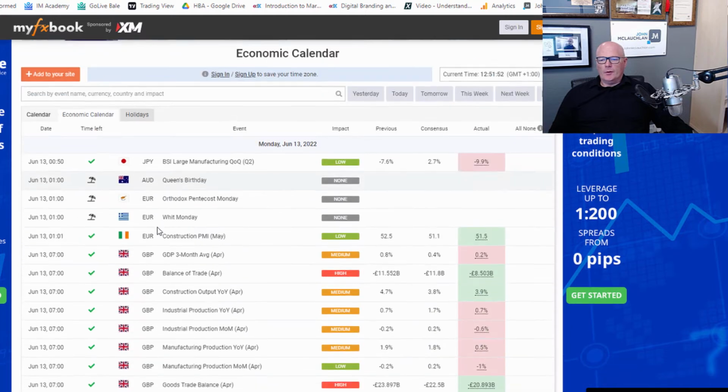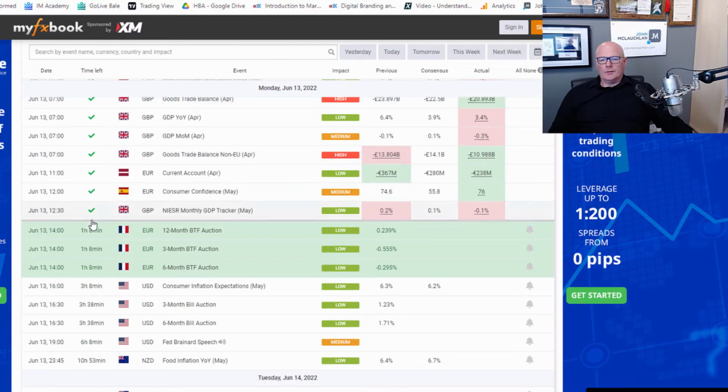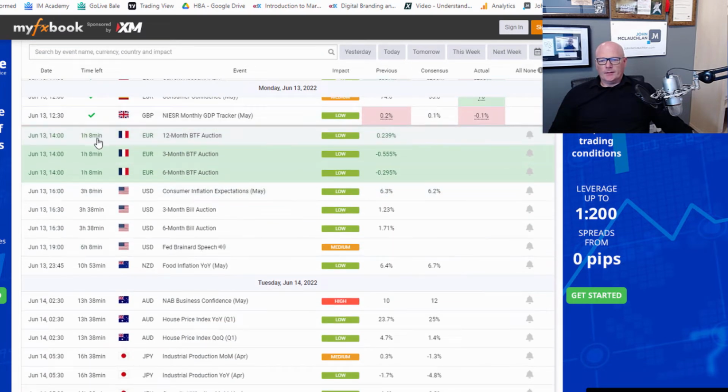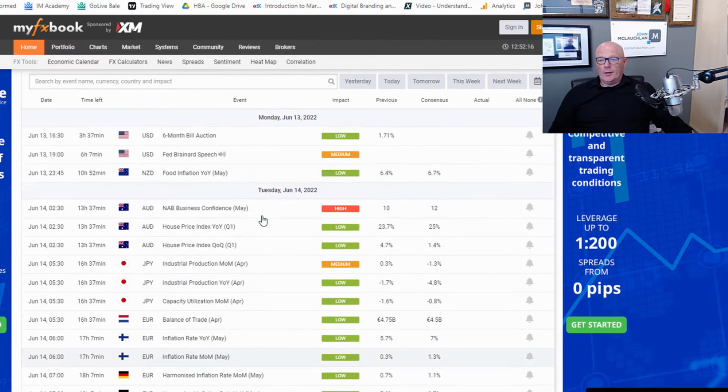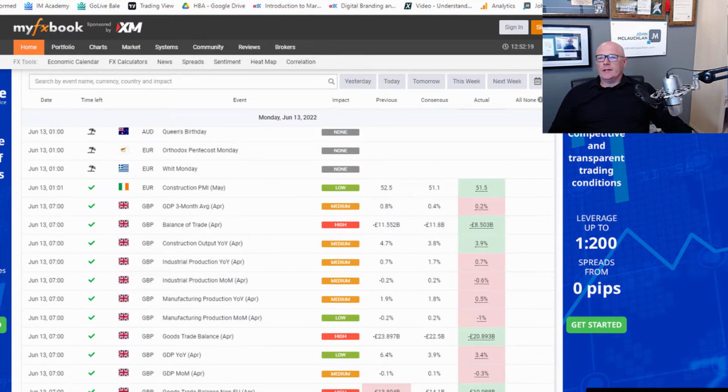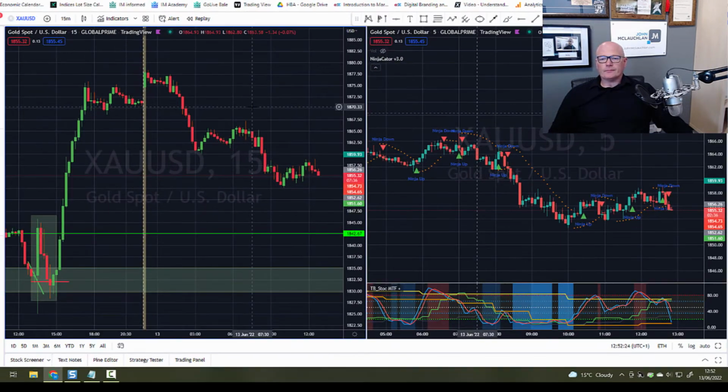The MyFX Book, all the ticked ones are the news that's passed. This is news coming up. So you can probably see why I use MyFX Book a bit more, because we've got actually news reported. 3 low impact news and 1 medium. That's coming up in 3 hours 7 minutes, so it doesn't really affect us anyway. So at the moment, we're okay for the news. So there's nothing in the news. Let's go to the charts.